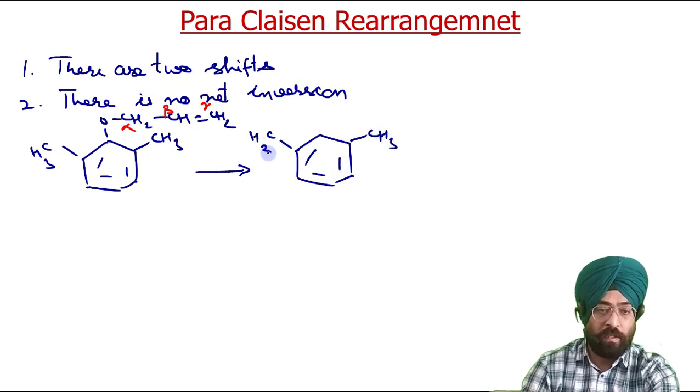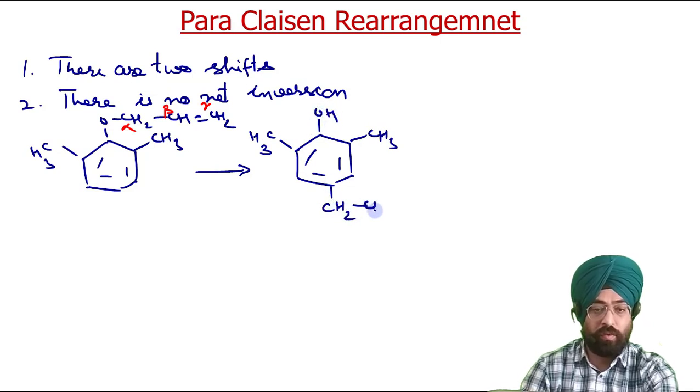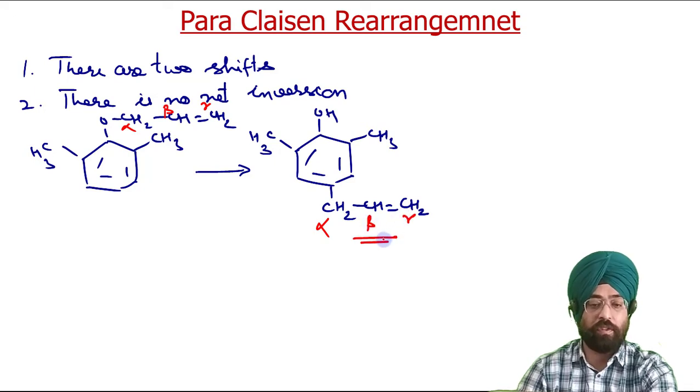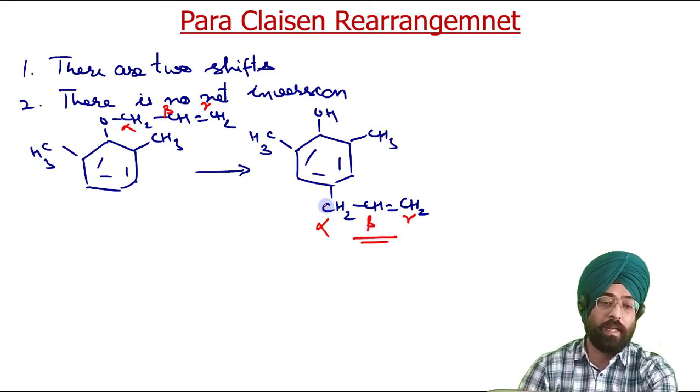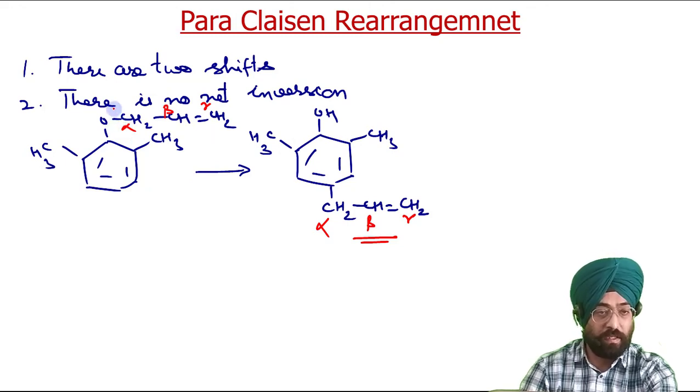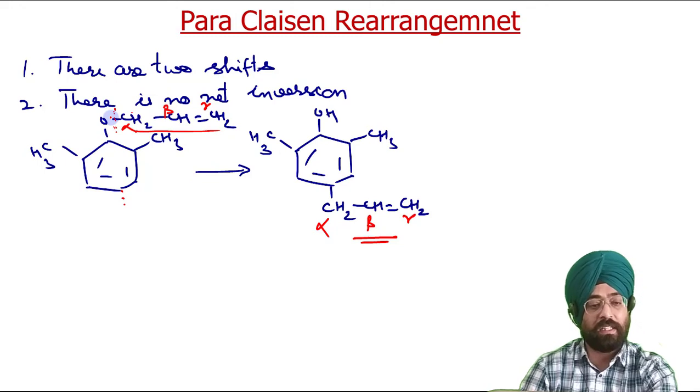CH3, CH3, here OH, now here is CH2, CH double bond CH2, and this is your alpha, beta and gamma position. So that is how you can determine the product from this para rearrangement. This atom simply gets cleaved from here, and this whole group gets attached here as it is. In para rearrangement, just break from this oxygen carbon bond and attach this group as it is to this para position, and attach hydrogen here.